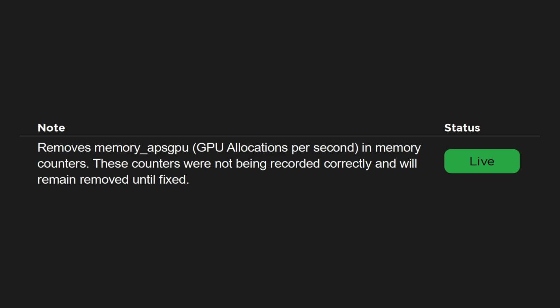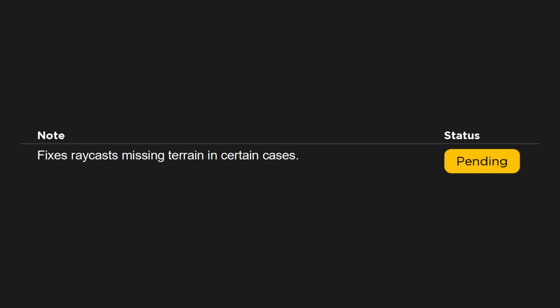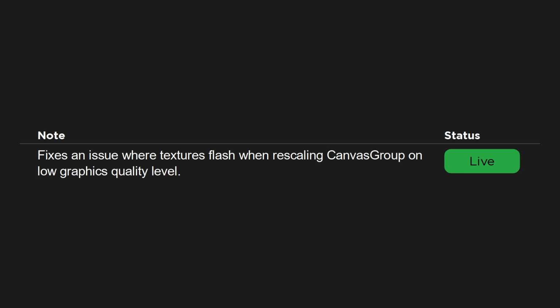Removes memory underscore APS GPU allocations for second, and memory counters. These counters were not being recorded correctly and will remain removed until fixed. Fixes raycast missing terrain in certain cases. Fixes an issue where textures flash when rescaling canvas group on low graphics quality level.